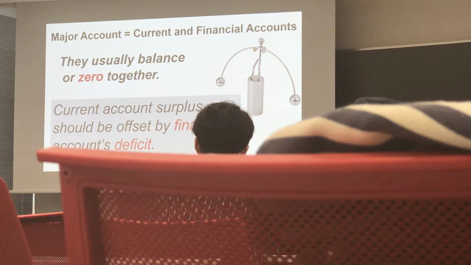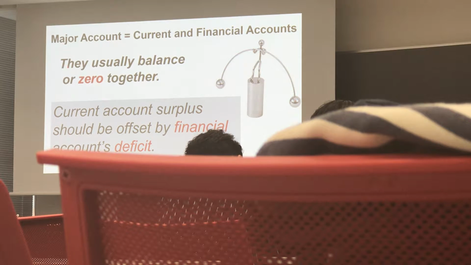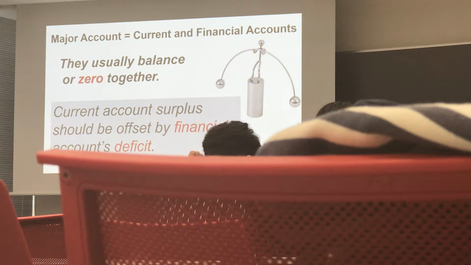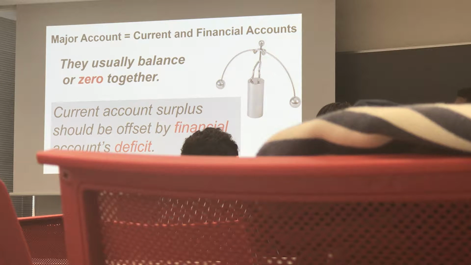And this is a quite crucial feature of the balance of payment. The current account and the financial account usually match, so they usually balance to zero together. A current account surplus should be offset by a financial account deficit, or vice versa. A current account deficit should be offset by a financial account surplus. So the total amount of the current account surplus should be equal to the total deficit of the financial account.